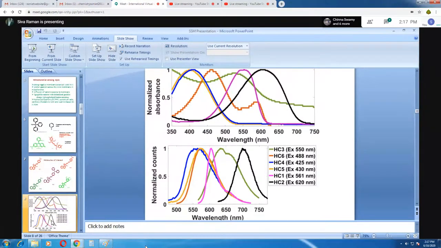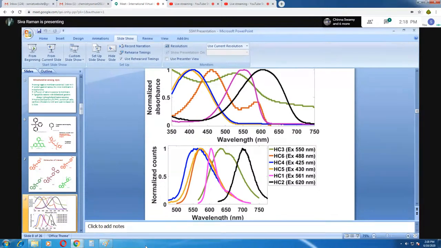For the triphenylamine-substituted molecule, it gives a broad fluorescence around 645 nanometer. Then HC1, the N,N-dimethylaminobenzaldehyde-derived one, gives fluorescence around 610 nanometer. All three compounds are working in the near-IR region. I won't say that HC1 is the perfect near-IR emitting material, but it is in the far red range. The rest of the molecules, HC4, HC5, HC6, give fluorescence around 550.